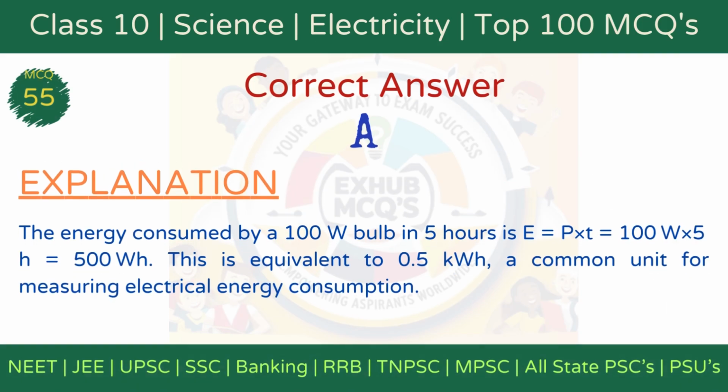The correct answer is option A, 500 watts. Explanation. The energy consumed by a 100-watt bulb in 5 hours is calculated as E equals P times T equals 100 W times 5 H equals 500 Wh. This is equivalent to 0.5 kilowatt-hours.